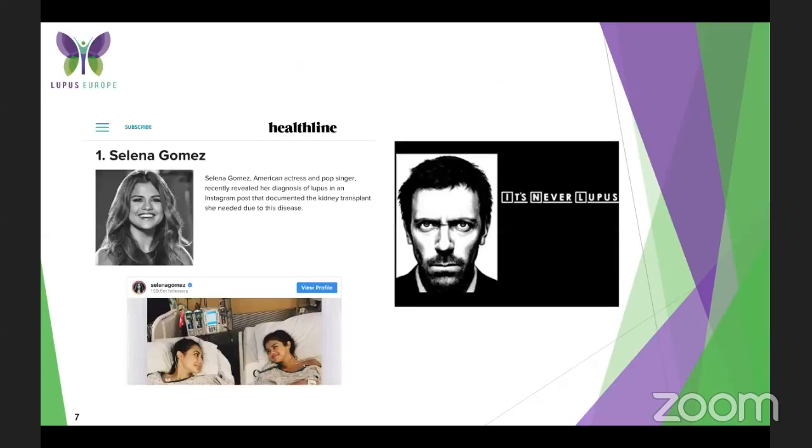So lupus has gained much attention also in the media. One of the celebrities who has lupus and also asked much attention for this disease is Selena Gomez, for example. Her kidneys were also attacked by the lupus, so she had to undergo a kidney transplant.